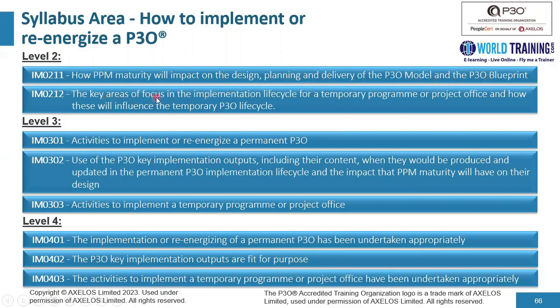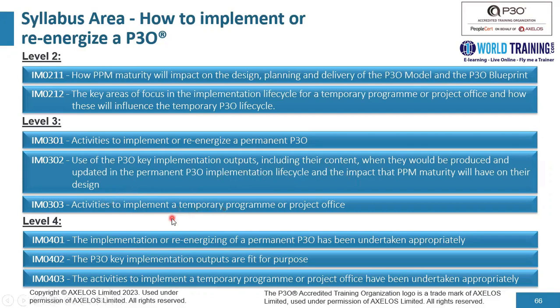We would examine the key focus areas in the implementation lifecycle for a temporary program or project office and how these will influence the temporary P3O lifecycle. At level 3, we'll examine the activities to implement or re-energize a permanent P3O. We would look into the use of P3O key implementation outputs, including the content, when they should be produced and updated in the permanent P3O implementation lifecycle, and the impact that PPM maturity will have on their design. We would examine the activities to implement a temporary program or project office.